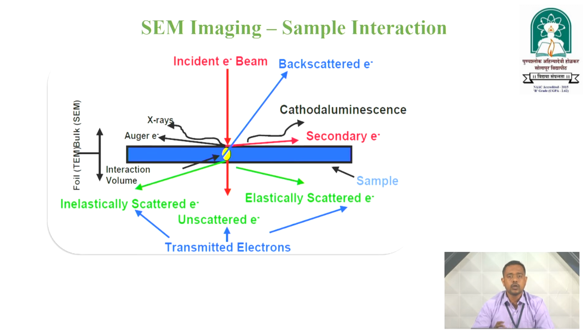These unscattered, elastically scattered and inelastically scattered electrons are also known as transmitted electrons, and they are useful in one more characterization tool, that is transmission electron microscopy.